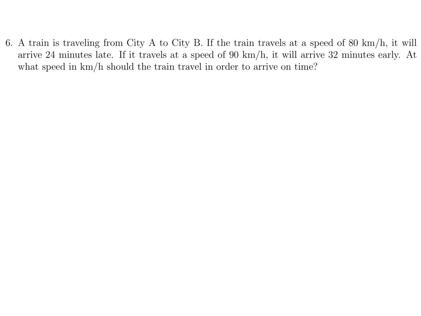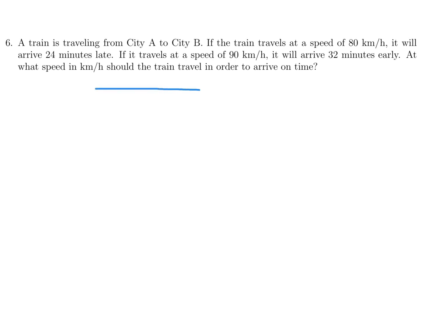A train is traveling from city A to city B. If the train travels at a speed of 80 kilometers per hour, it will arrive 24 minutes late. If it travels at a speed of 90 kilometers per hour, it will arrive 32 minutes early. At what speed should the train travel in order to arrive on time?